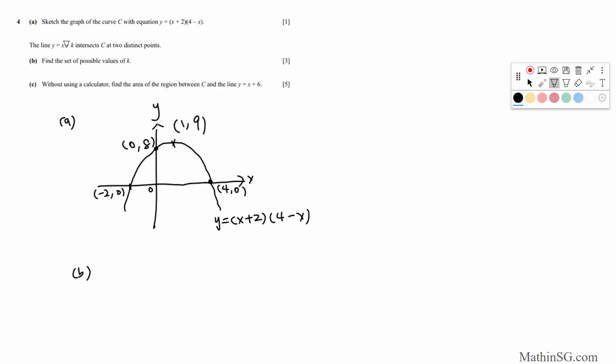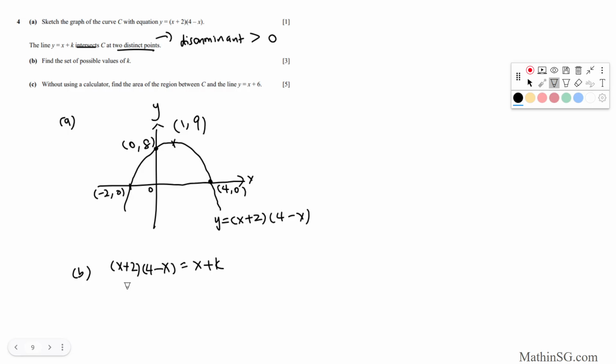So the line y equals to x plus k intersects C at 2 distinct points. Find the set of possible values of k. So intersect at 2 distinct points. When you see this, we are looking at discriminant. And because it intersects at 2 distinct points, discriminant is greater than 0. But can we apply discriminant immediately? Not yet, because we still need to equate these two first. So let's first equate the two equations together.